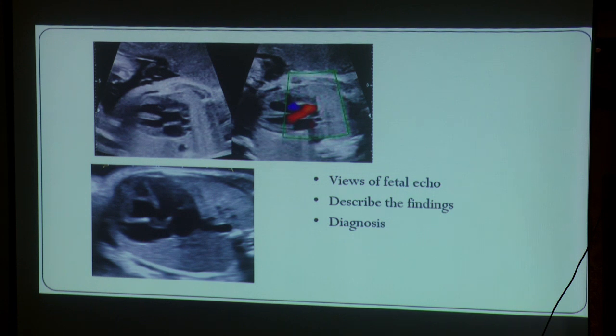Now we have fetal echo. When we are provided with fetal echo images, we have to know the fetal echo views. This is actually a 4-chamber view showing a perimembranous ventricular septal defect. Here we can see overriding of aorta. This is the interventricular septum. This is overriding of aorta. This combination, it is tetralogy of Fallot.